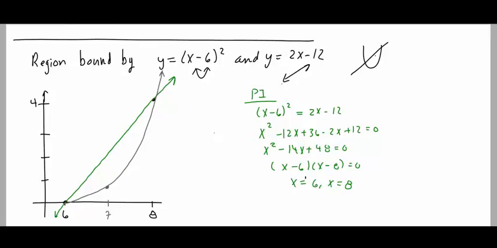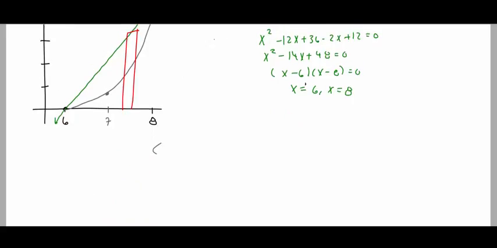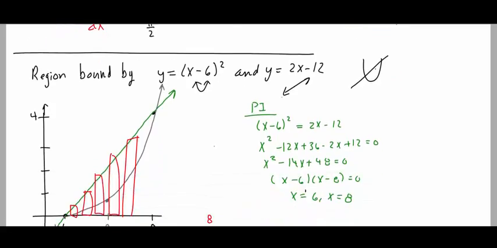So you can see that this is set up perfectly for vertical rectangles, because everything's already solved for in terms of x, so I should just leave it like that. So let's go ahead and set up my integral. These vertical rectangles are going to travel from 6 to 8 to cover this area. They're going to start over here and go from 6 to 8. And then my upper curve would be the line, that would be the 2x minus 12. And then the lower curve would be the parabola, the second degree polynomial.